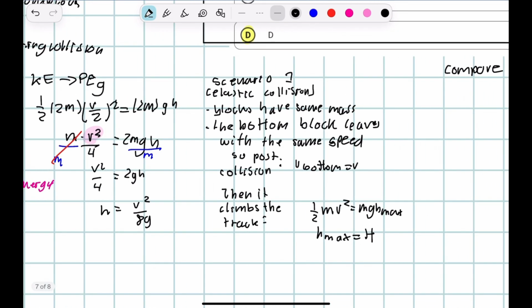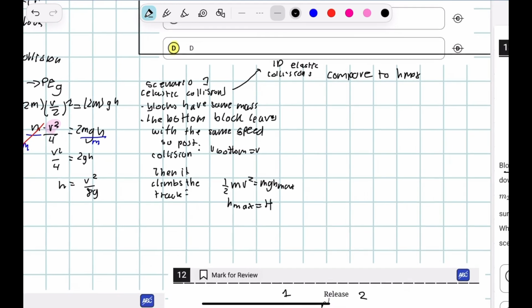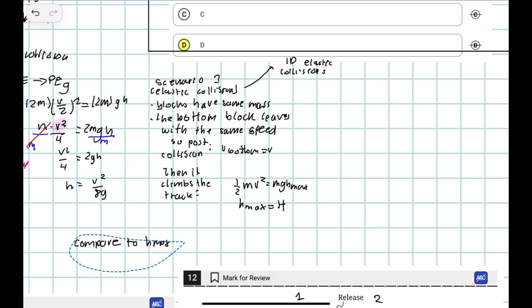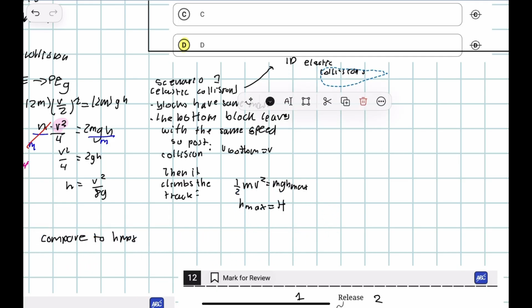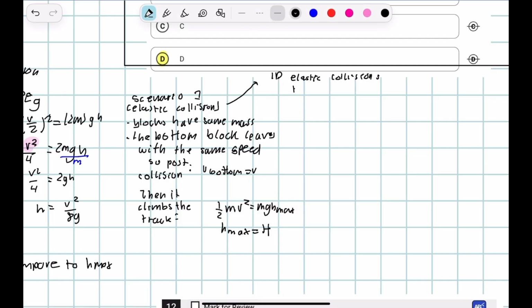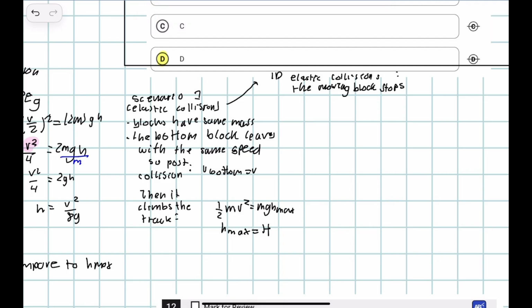So in scenario 1, we know it was an elastic collision, right? And we know that the blocks had the same mass. The moving block stops. Let's note that in 1D elastic collisions, we know that the moving block stops and the bottom block leaves with the same speed.